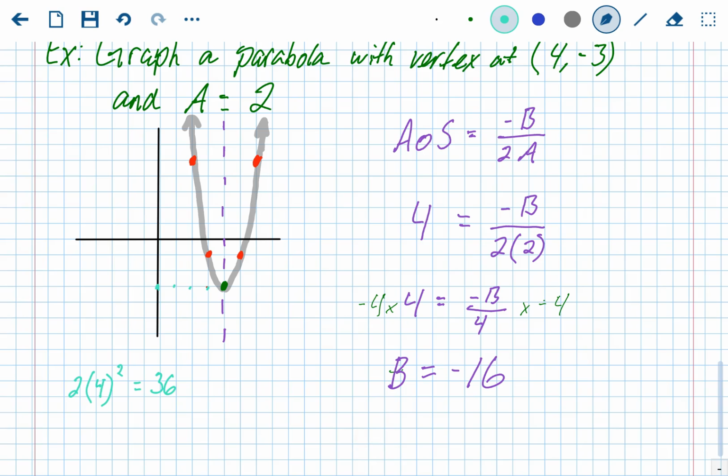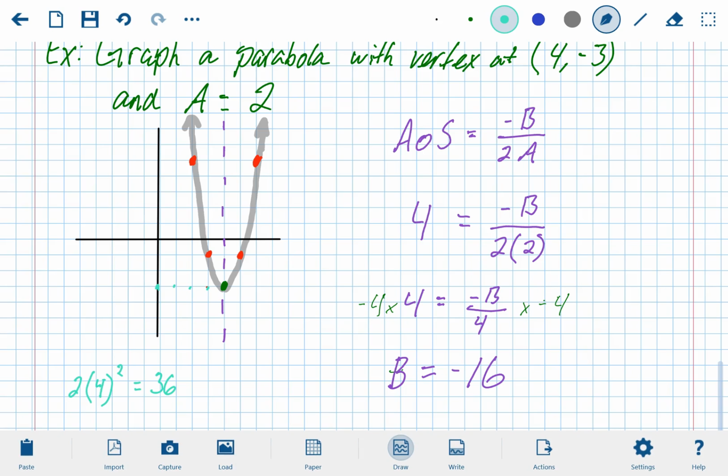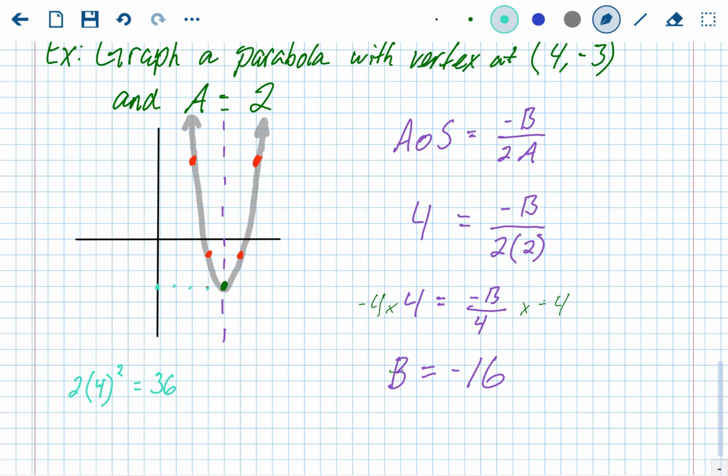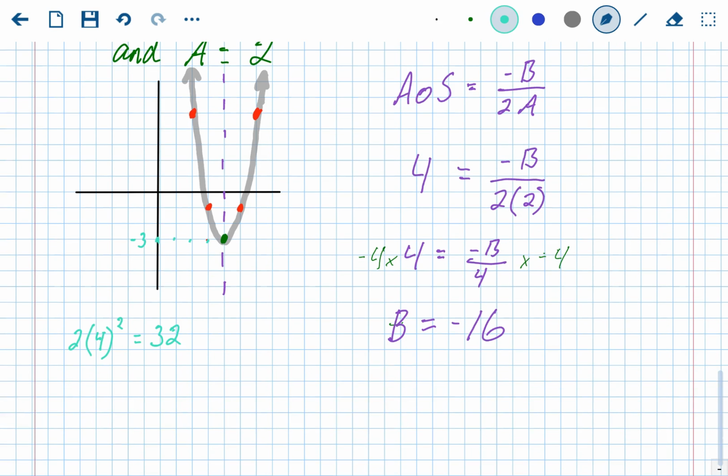So from the vertex, we'd have to go over 4 up 32. Now up 32 is going to be way off my graph. However, I do know that I am at -3 here. I wrote 36. It should be 32. I'm at -3 because that's where the vertex is on the y-axis. So if I add -3 plus 32, it's going to give me a c value of 29.